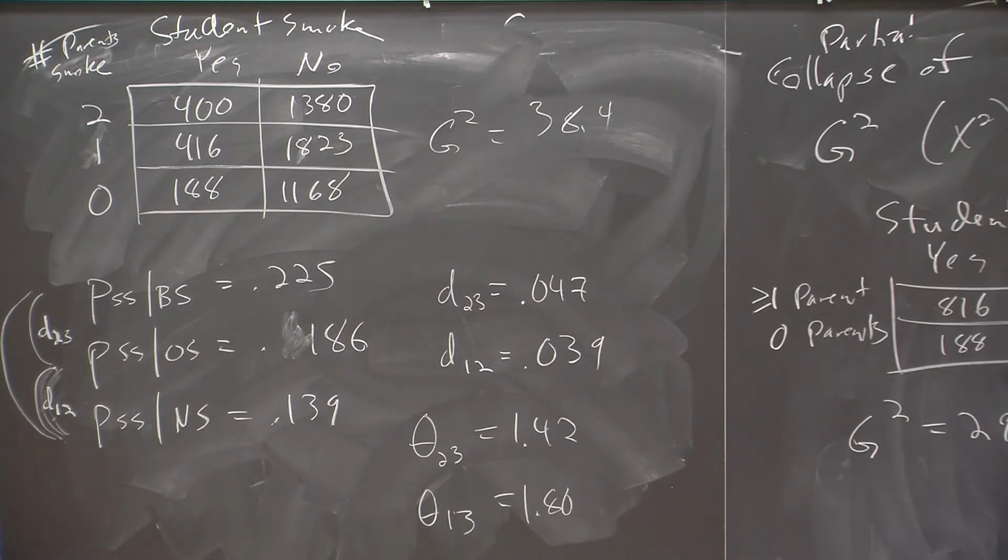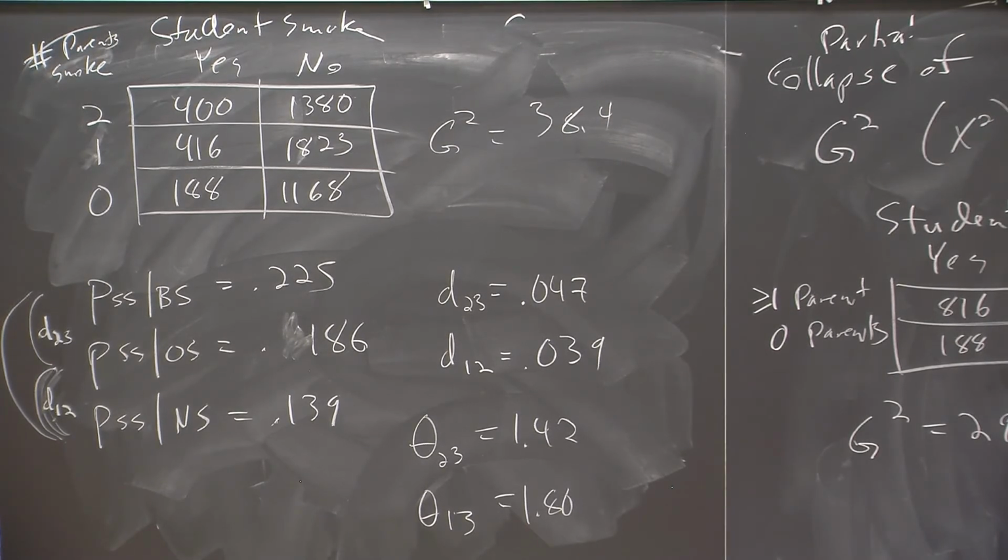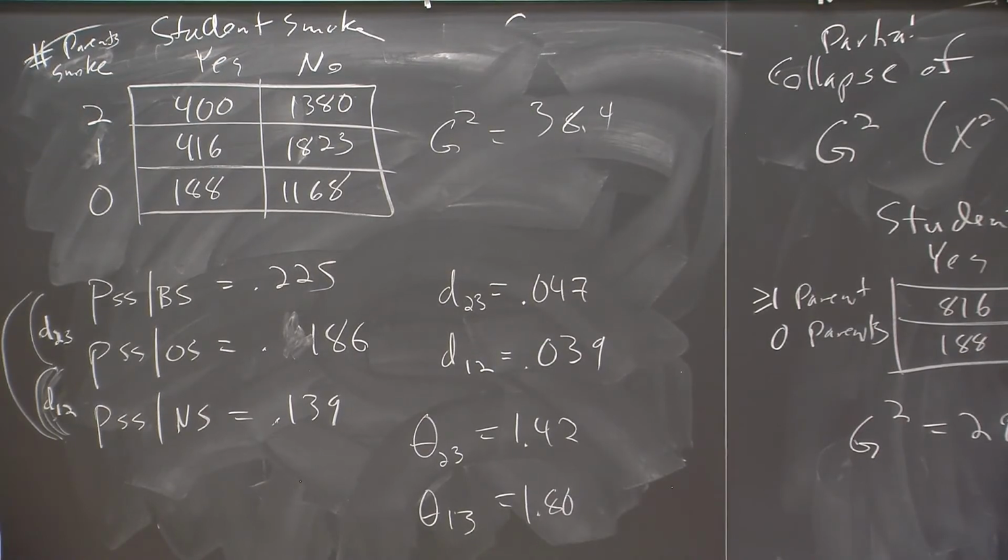So this is a nice way to take your table and break up your effect, or your departure from independence, into the different sub-effects, and be able to say something about the significance and the effect size for each of those.